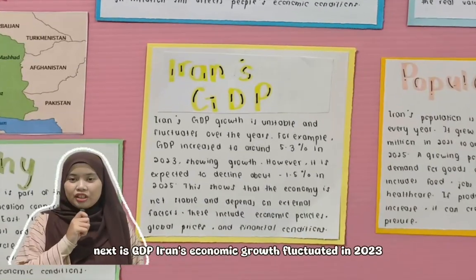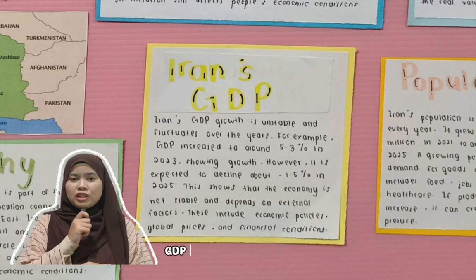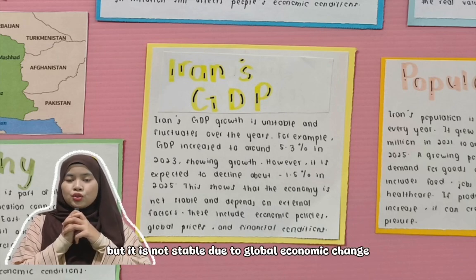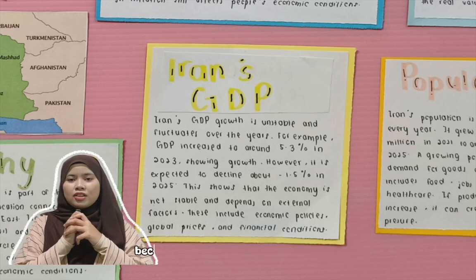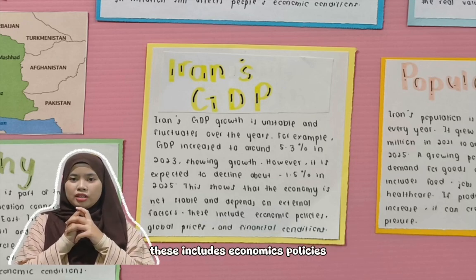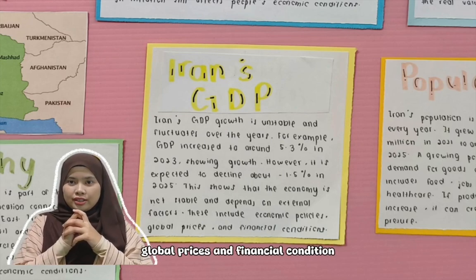Next is GDP. Iran's economic growth fluctuates. In 2023, its GDP increased around 3.7%, but it is not stable due to global economic change because it depends on external factors. These include economic policies, global prices, and financial conditions.